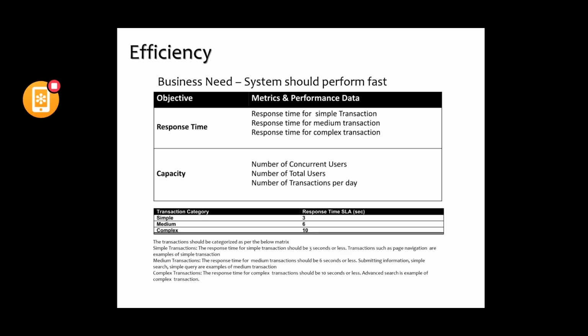Then moving on to the efficiency of the application. This is probably slightly easier compared to the other ones. The business need says that the system should perform fast. When we say the system should perform fast, it talks about the response time and the capacity. So there is response time for simple transactions, response time for medium transactions, and response time for complex transactions.